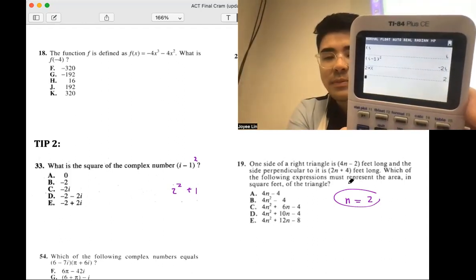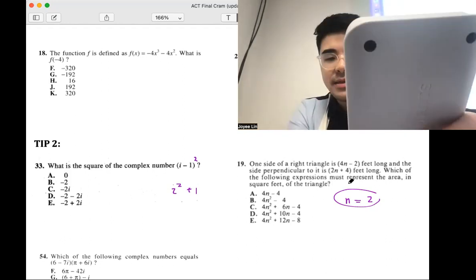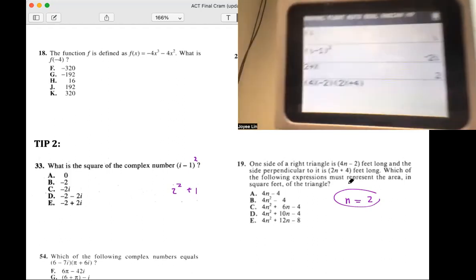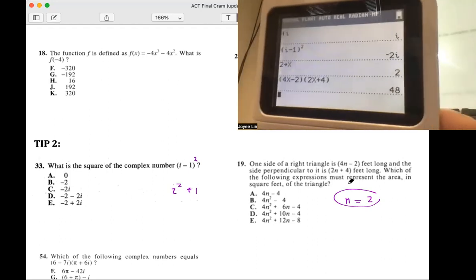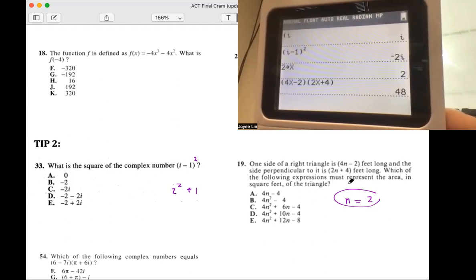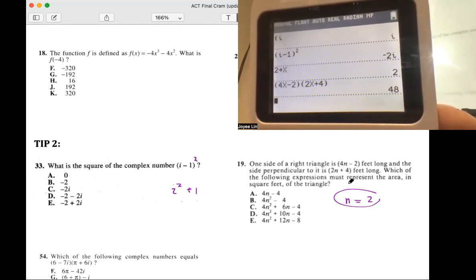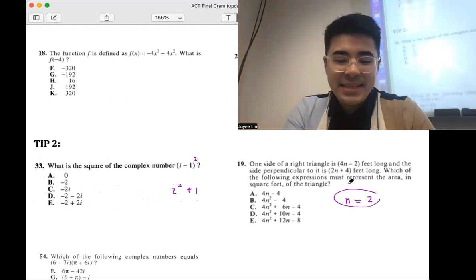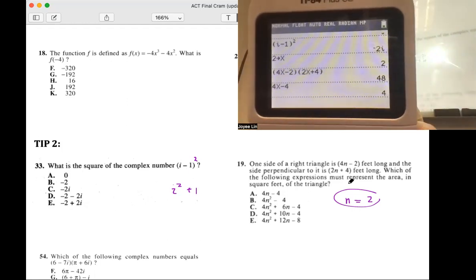And then it says, which of the following represents the area? I think everybody knows area right now is base times height, right? So I just plugged in base times height. Enter. My area would be 48 then. And then I just go through all my answers and see which one's equal to 48. Remember, if you're going to do this technique, you might accidentally get 2 answers that give 48. There is a small chance, so don't always just stop after you get the first answer that matches.